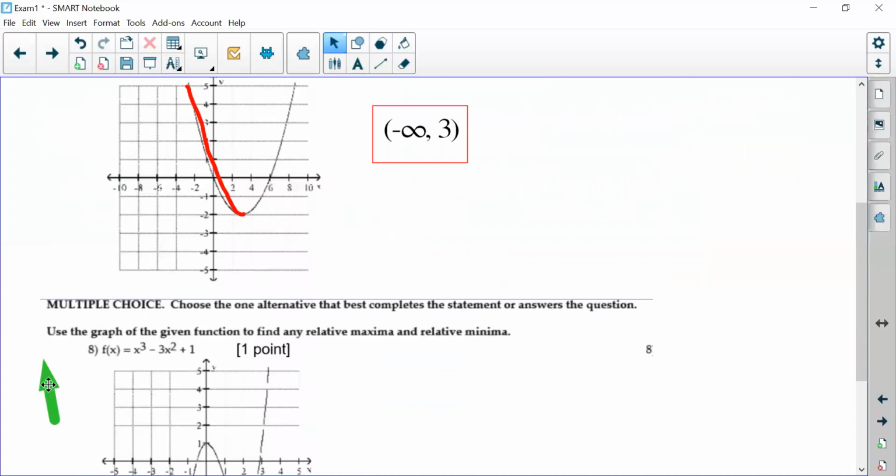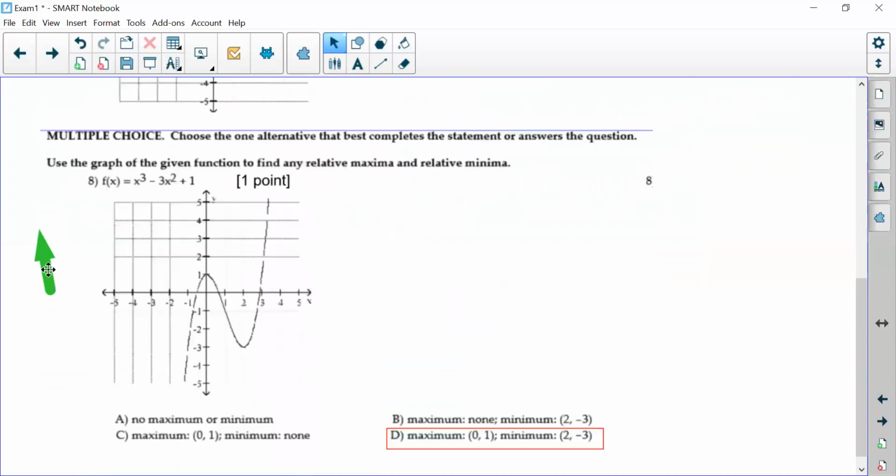Number 8 is another multiple choice. You need to find the relative max and min. Now this function doesn't have a maximum, it goes up forever, nor does it have a minimum, it goes down forever. But it does have a relative maximum and a relative minimum. At 0, 1 for the max and 2, negative 3 for the min. So choice D.